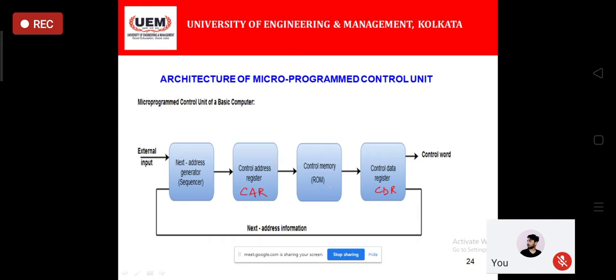Now, what about the CAR? CAR is basically the control address register, or in other books, control memory address register, that specifies the address of the micro instruction. Like you have seen the MAR, memory address register, for primary memory, and MBR, memory buffer register. It is a control memory, so it will be control memory address register. That is the control address register, CAR, that stores the address of the micro instruction.